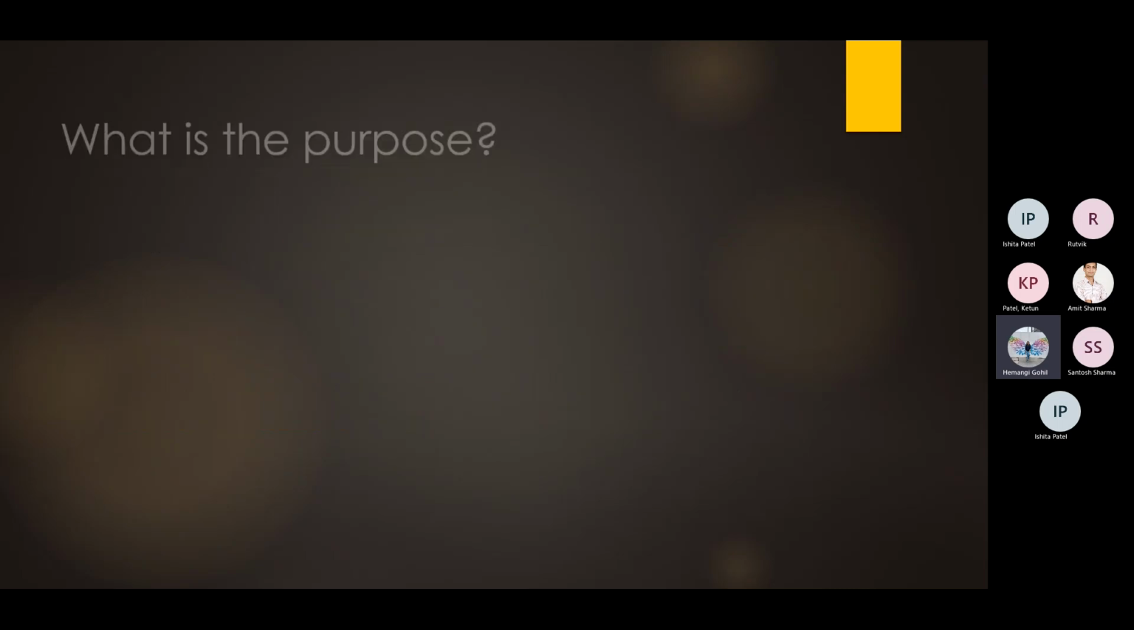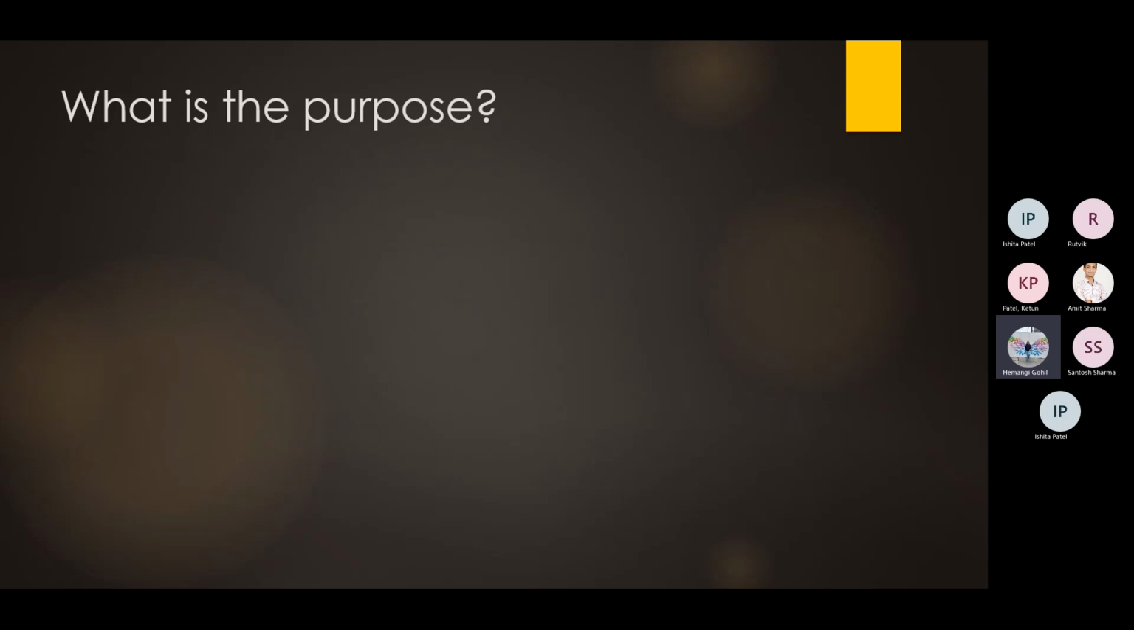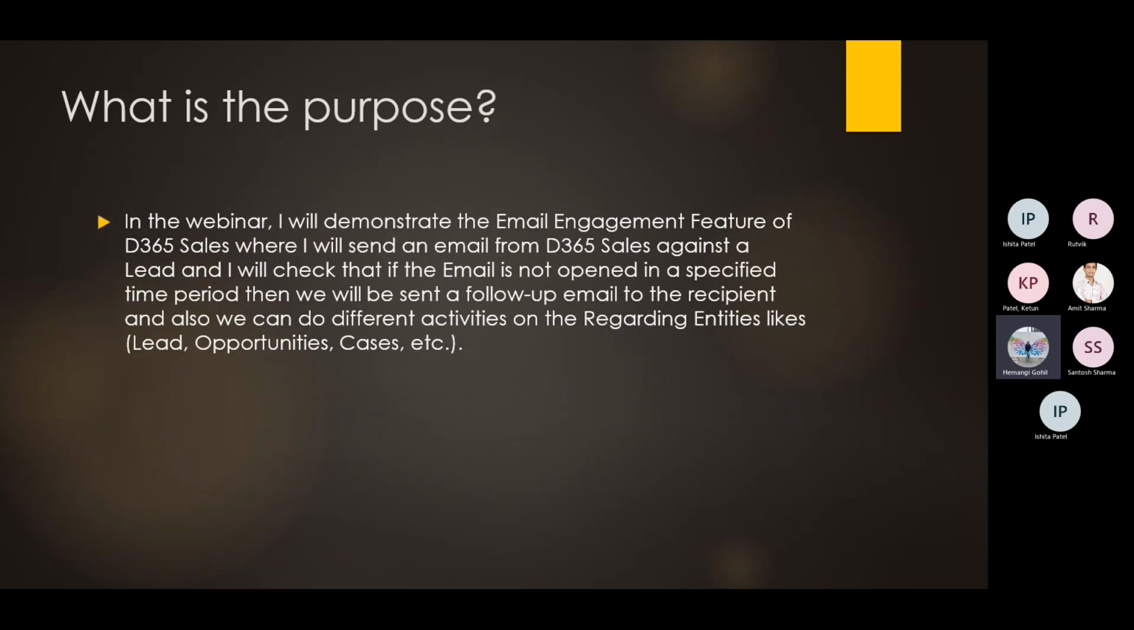So what is the purpose? In this webinar, I will demonstrate the email engagement features of Dynamic 365 Sales, where I will send an email from Dynamic 365 Sales against a lead, and I will check if the email is not opened in a specific time period, then we will send a follow-up email to the recipient. So here, these are the components that I will use: Power Apps and Power Automate. To use that functionality, you have to enable the email engagement option.